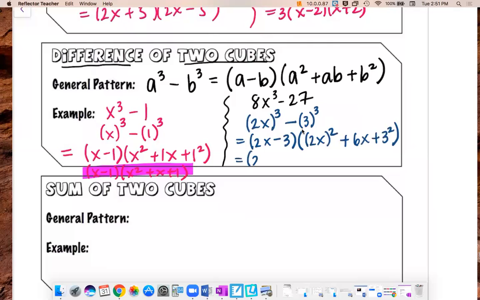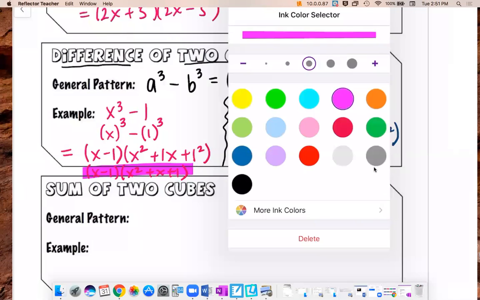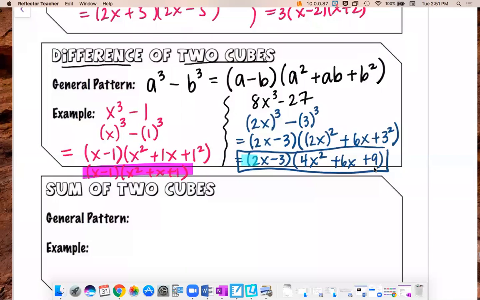And then we're just going to rewrite it. So 2x minus 3, 2x squared becomes 4x squared. And then 6x stays in the middle, and then 3 squared is 9. So then that's going to be fully factored right there. And then again, this is not factorable anymore, even though it looks like it could be, it's not. So if we're going to solve this, we're going to have to take it and solve by using the quadratic formula or completing the square. So then that is your final factor.